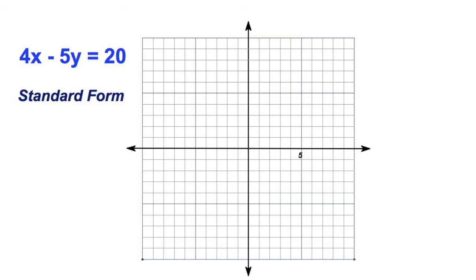Let's just do this one without all the talking business. That's pretty obvious. If x is 0, negative 5y equals 20. So y must be negative 4. Now, if y is 0, 4 times 5 is 20. And the same kind of thing, you can just read.